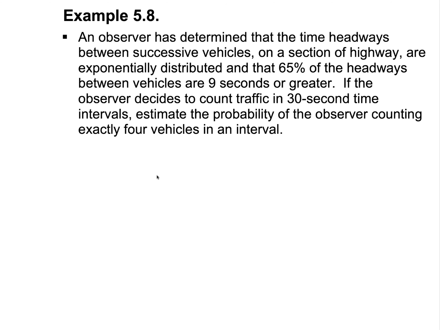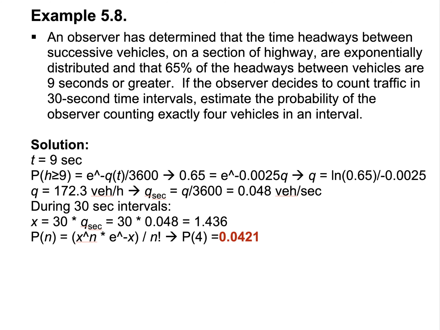And we can do one more example. An observer has determined that the time headways between successive vehicles on a section of highway are exponentially distributed, and that 65% of the headways between vehicles are 9 seconds or greater. If the observer decides to count traffic in 30-second time intervals, estimate the probability of the observer counting exactly 4 vehicles in an interval.